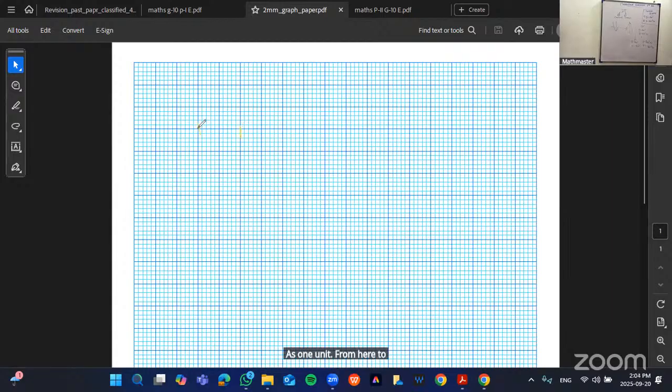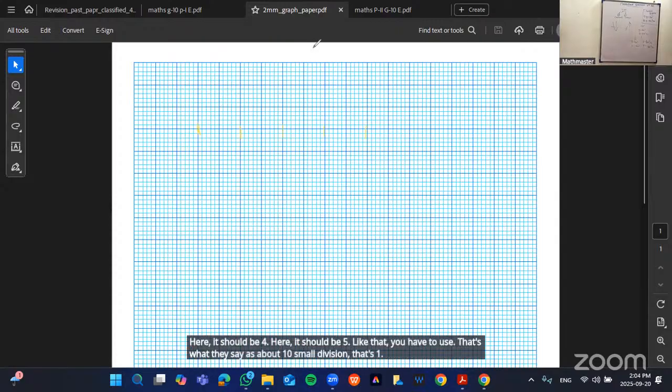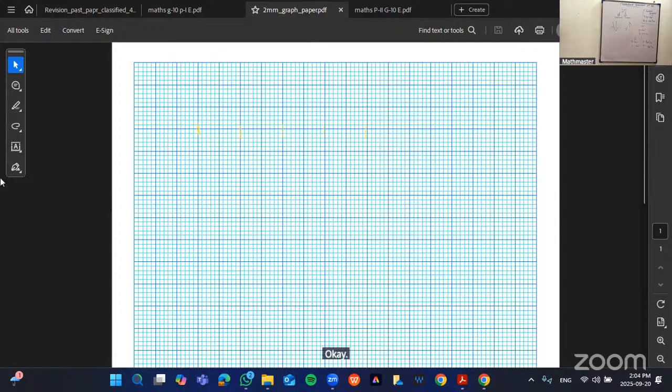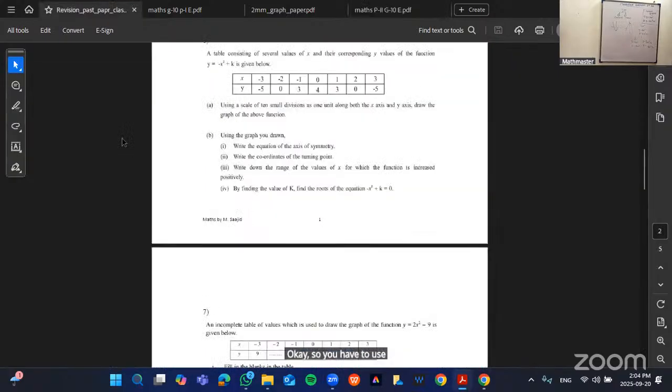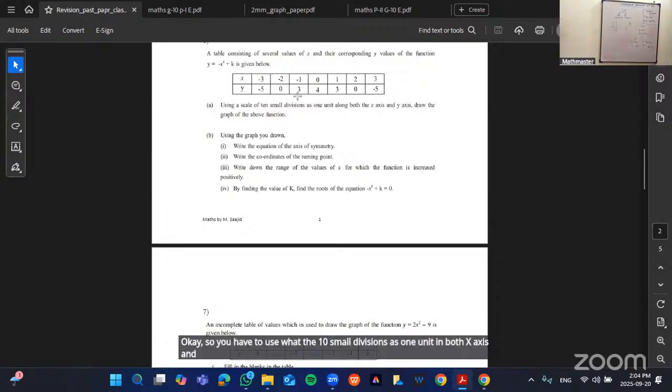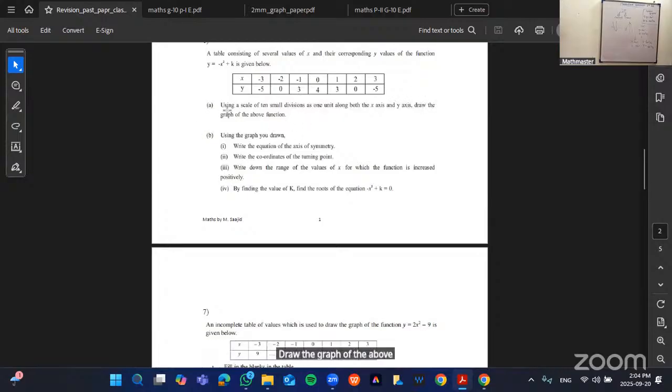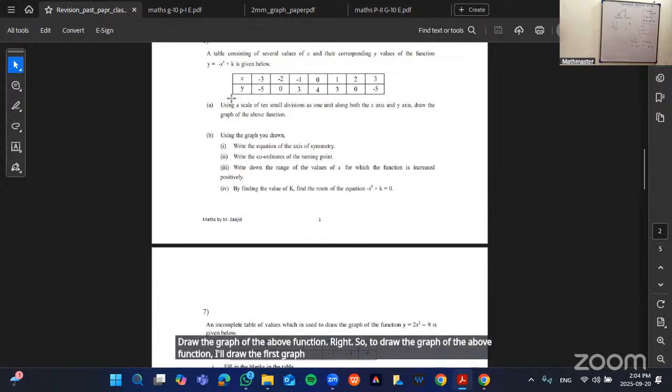From here to here is 1. Then here it is 2, then here 3, here 4, here 5. Like that you have to use it. That's what they mean by 10 small divisions as 1 unit. Okay, so you have to use 10 small divisions as 1 unit in both the x-axis and y-axis. Draw the graph of the above function. To draw the graph, I'll draw the first graph only, and then I'll use that to answer the questions.